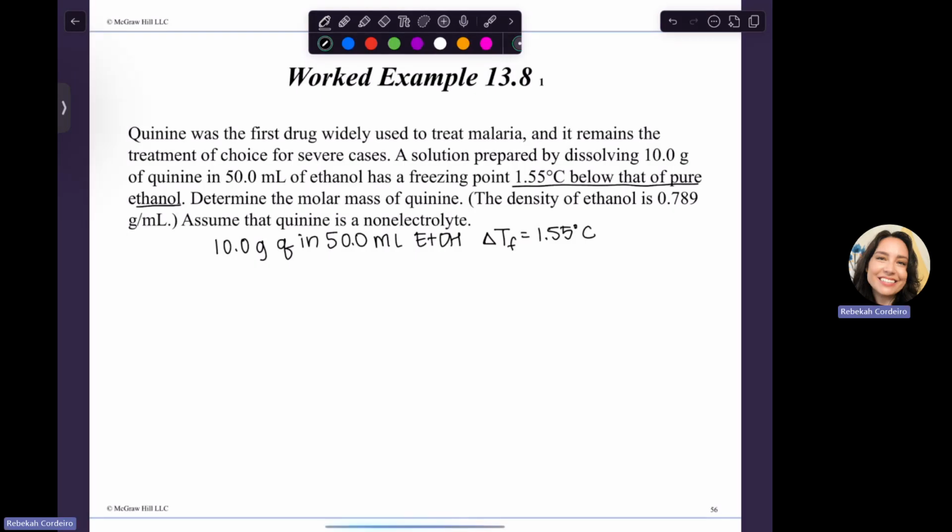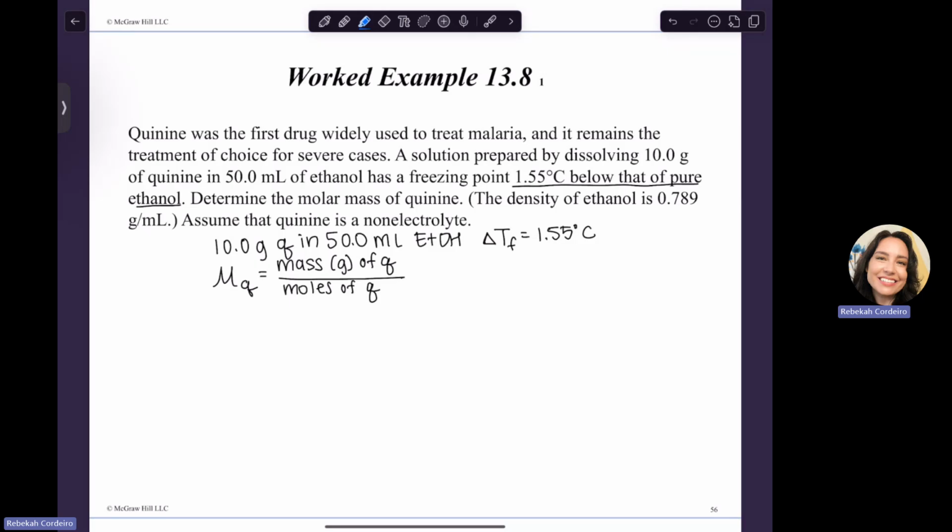I want to know the molar mass. So molar mass can be written as M of Q, which would be moles of Q divided by, whoops, just kidding. Molar mass is mass per mole. So mass in grams of Q over the moles of Q. Well, we already have the mass of Q. We know this is how much mass we have. So we have this part. So really, we just need to go and find the moles of quinine here.